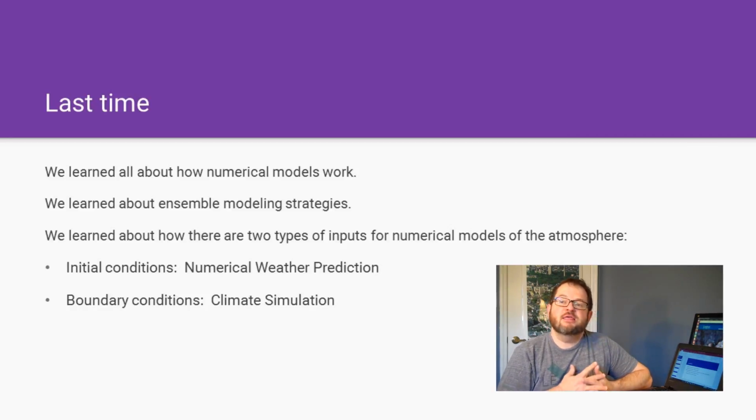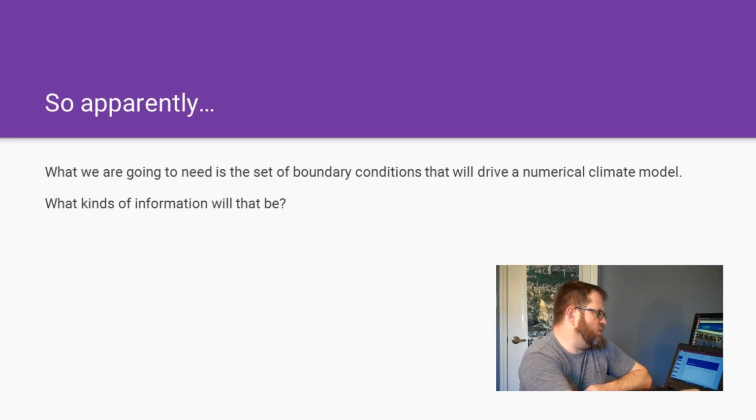On the other hand, the boundary conditions are what makes the difference for climate simulation. If you're going to be determining what the climate of the world is like between the year 2100 and 2110, you're going to need to have a really good understanding of what the boundary conditions of the future are going to be like. The initial conditions that you start the model with, like the current weather today, do not have to be particularly well represented. Alright, so apparently what we're going to need is a set of boundary conditions that are going to be used to drive our numerical climate model.